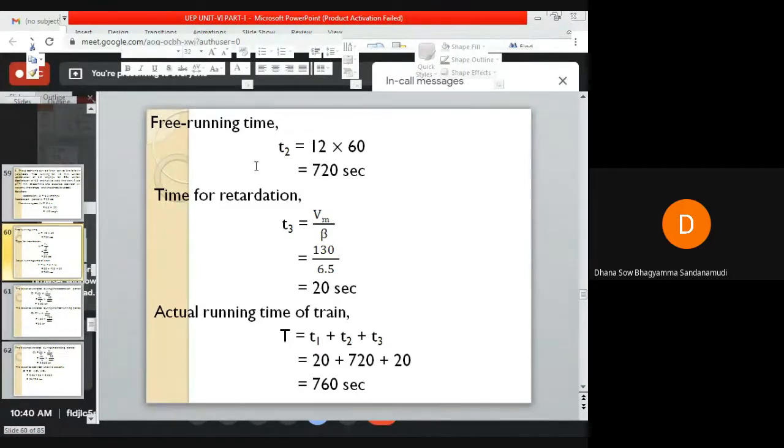The time for acceleration is already given in the problem, that is 20 seconds. The time for the running period we have calculated is 720 seconds. The retardation time is also calculated, that is 20 seconds. So you can determine the total run time of the train. Total run time is the time of acceleration plus the time of running plus the time of retardation: 20 plus 720 plus 20. So the total run time from one stop to another is 760 seconds. Write it down. As soon as you complete, inform me.